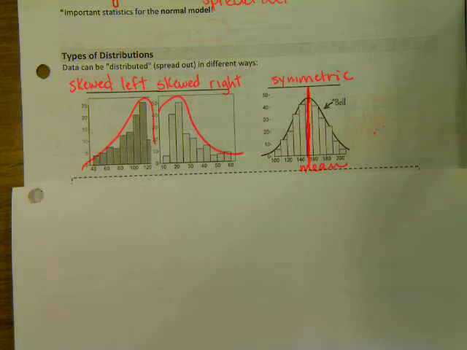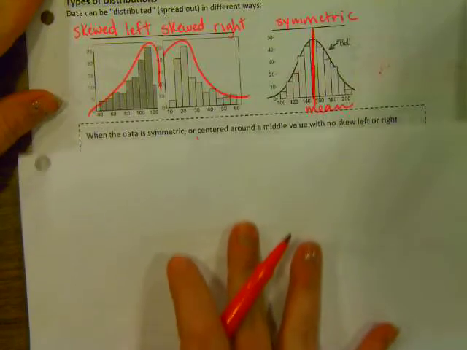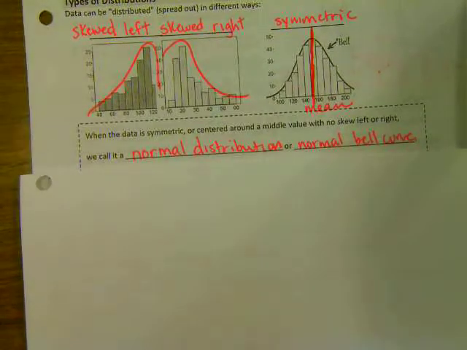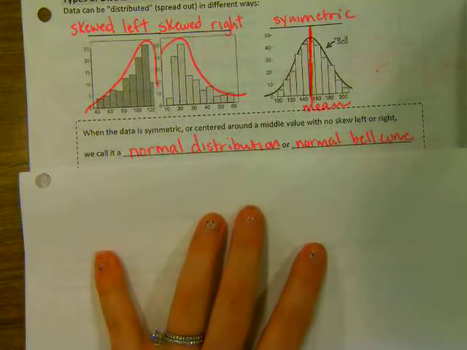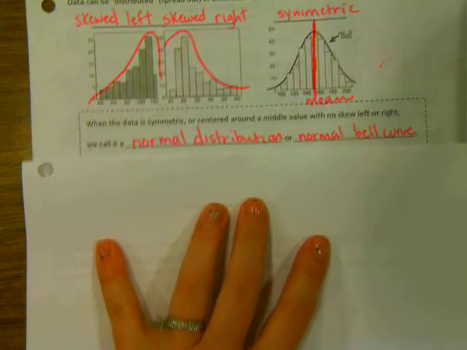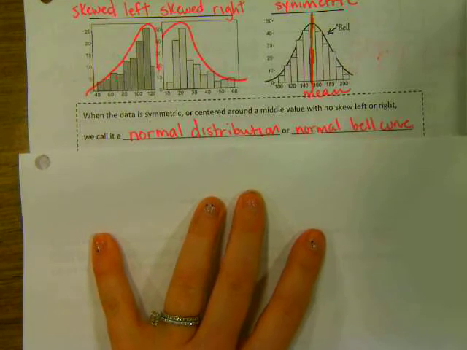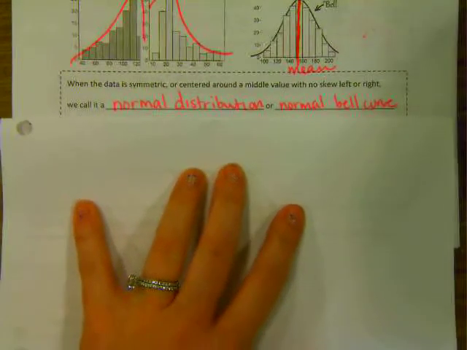Now, again, like the box here at the bottom says, when the data is symmetric, centered around the middle value, which is the mean, no skew left or right, we call it normal distribution. So you're going to hear me say a lot, normal distribution model. Or, if you Google the stuff, it might say normal bell curve. But for the most part, they use normal distribution model.